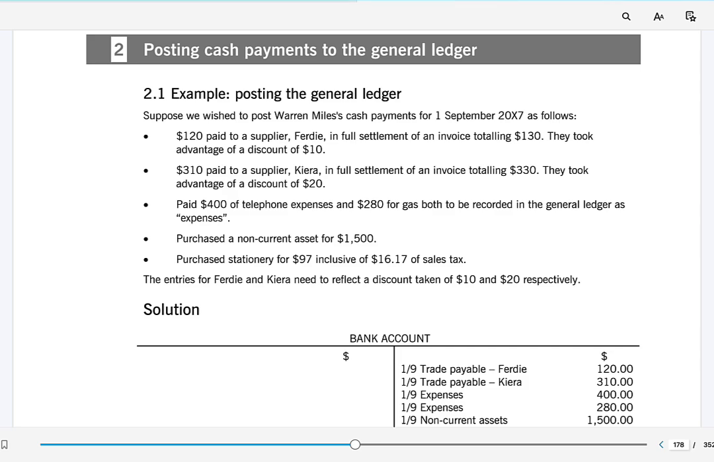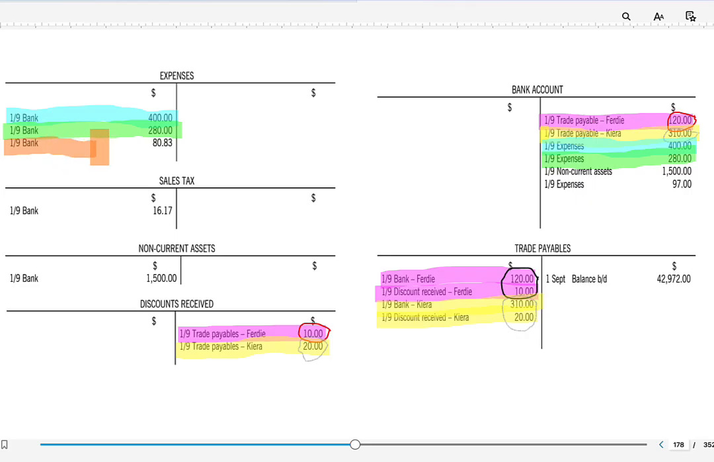So the entry becomes Step 1. Record the stationery expense or purchase. Debit expenses with $80.83. Step 2. Record the sales tax. Debit sales tax with $16.17. Step 3. Record the payment from bank. Credit bank with $97. Check the total. Debit side is $80.83 plus $16.17. That equals $97. Credit side is $97. Balanced. So the posting for transaction 5 is debit expenses, $80.83. Debit sales tax, $16.17. Credit bank, $97.